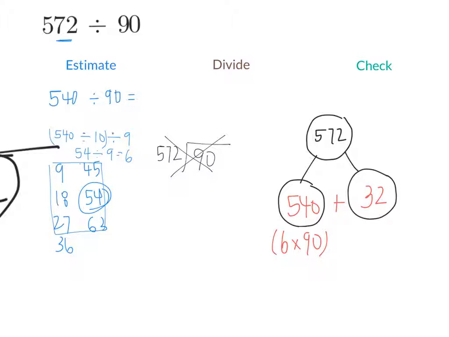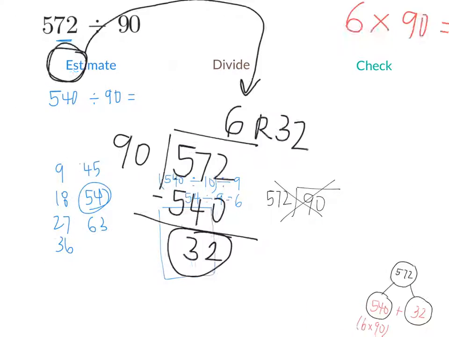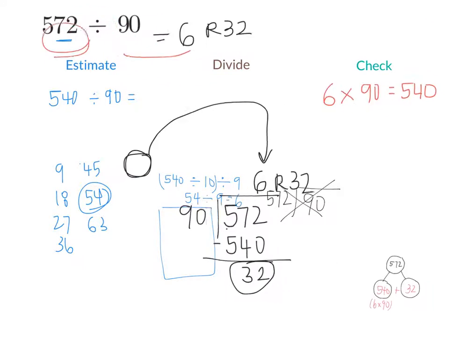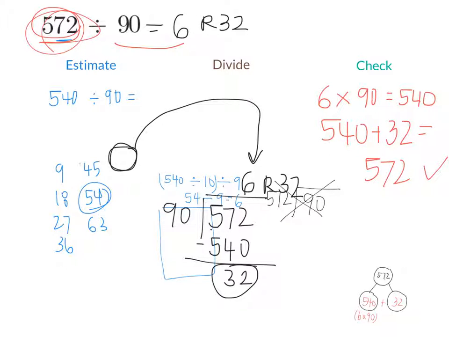So in your check, let me see if I can find it again. Here we go. In our check, we did 6 times 90 equals 540, but then we also have to show that we do 540 plus 32, which is our remainder. If we do 540 plus 32, what do we get? 572. Is that the number we want? Yes. Good. And so we can check that is correct.